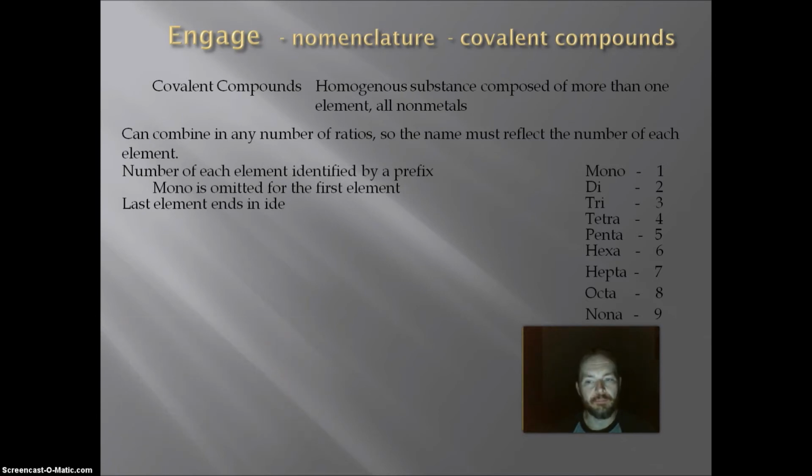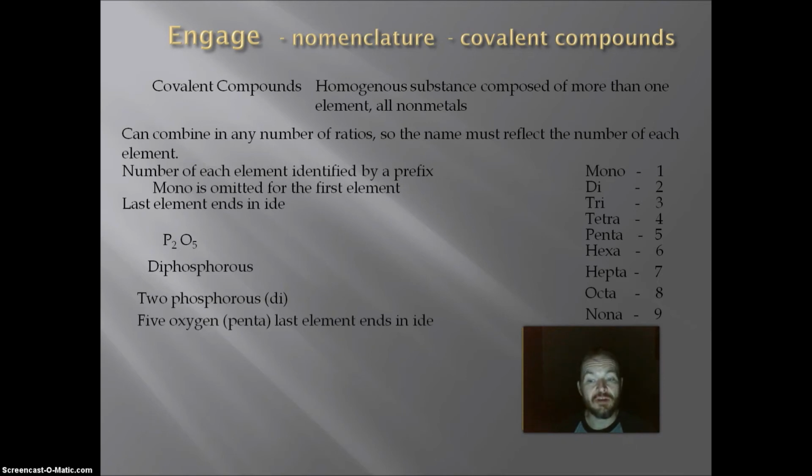So let's try a couple. We have a formula, P2O5. So let's try to name it. If we look at that, P is a symbol for phosphorus, and there are two of them. So the first part of the name will be diphosphorus, naming the first element. There are 5 oxygen, so that's going to be penta, and this is the last element of our compound, so it's going to end in "-ide," so it's going to be diphosphorus pentoxide.